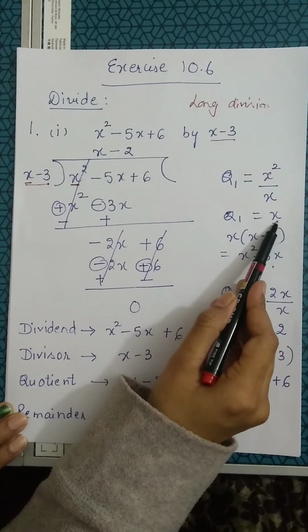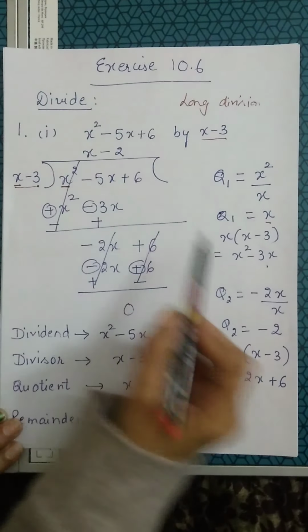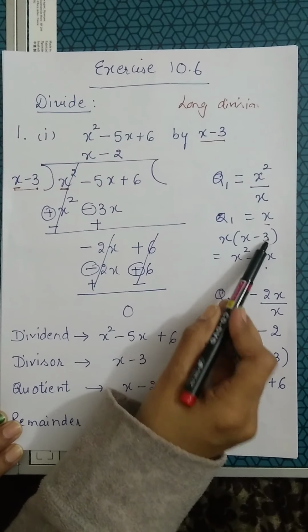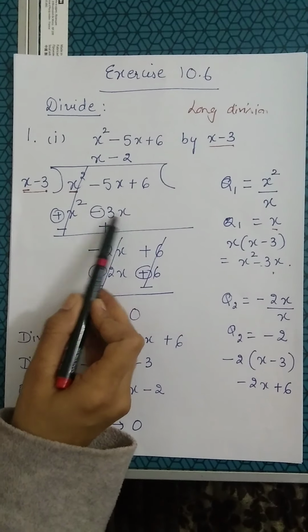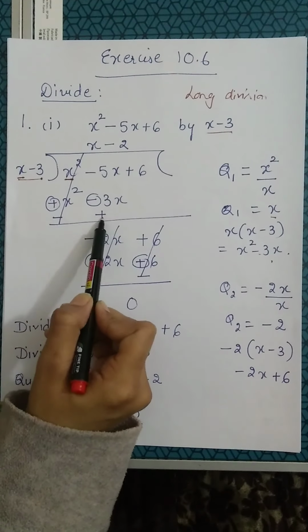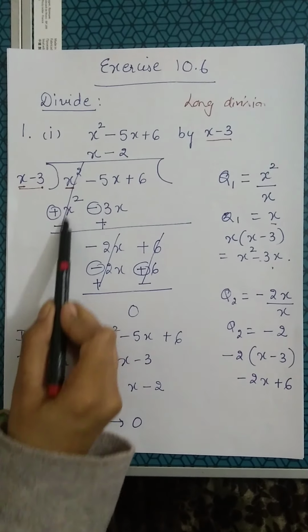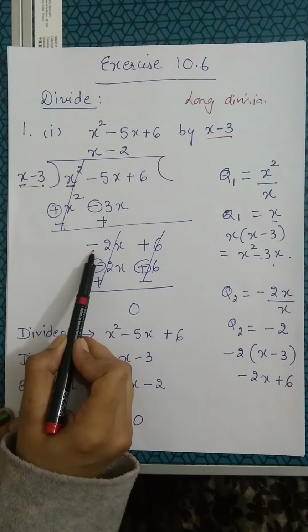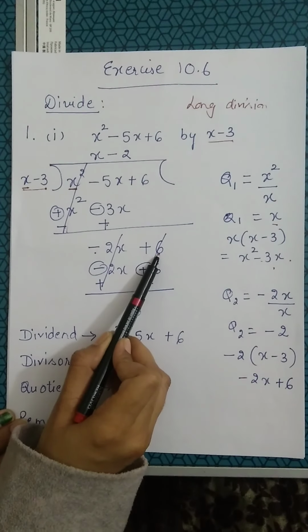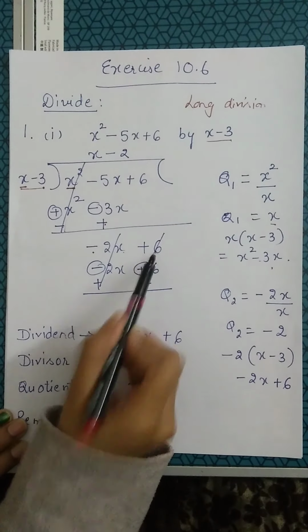That is, x is the first term of the quotient. I will write it here. x multiplied by x minus 3 gives x square minus 3x. Now we need to subtract, so I will change the signs. Plus will become minus, minus will become plus. This will be cancelled. Minus plus minus, the sign here will be minus 2x. So plus 6 will be taken down here. Now the term is minus 2x plus 6.